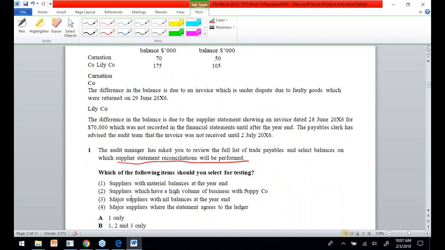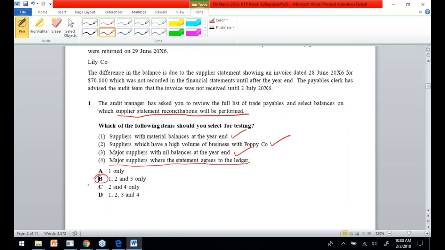You could not have chosen a major supplier where statements agree to the ledger, because that is what you're going to do. You're going to be reconciling the supplier statements with the ledger. The correct answer was suppliers with material balances at year end, suppliers which have a high volume of business with Poppy Company, and major suppliers with nil balance at year end. The correct answer to this question was B. Since you were supposed to perform supplier statement reconciliations, you would not have chosen major suppliers where statements agreed to the ledger. The correct answer to this question was 1, 2, and 3.